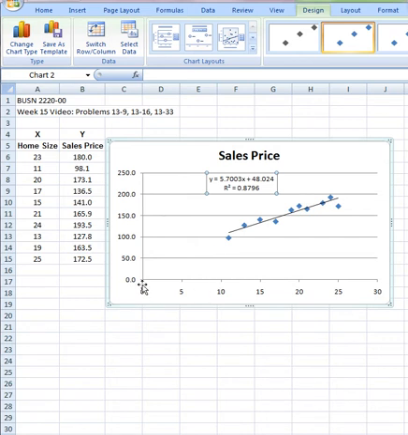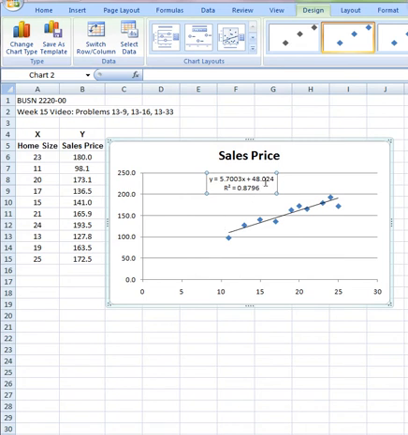Now remember, when we're plotting house size here, this is in hundreds of feet, so 10 would correspond to a 1,000 square foot home, 25 would correspond to a 2,500 foot home. And the prices similarly are in thousands of dollars. So 100 is 100,000. So 5.7 for every unit increase in X, that is every 100 square feet increase in X, increases the price of the home by about $5.7 thousand.